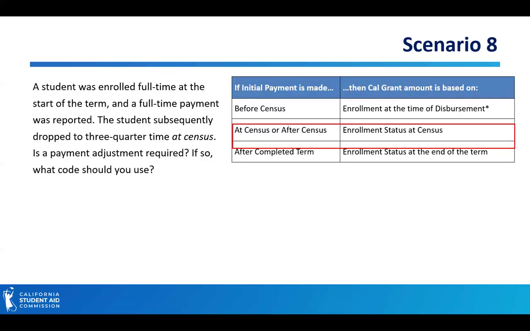Number 8 here. A student was enrolled full time at the start of the term, and we paid them full time. Now the student drops to 3/4 time when census date gets here. Same thing. Do we need to make an adjustment? And if so, what code do we use to make the adjustment?